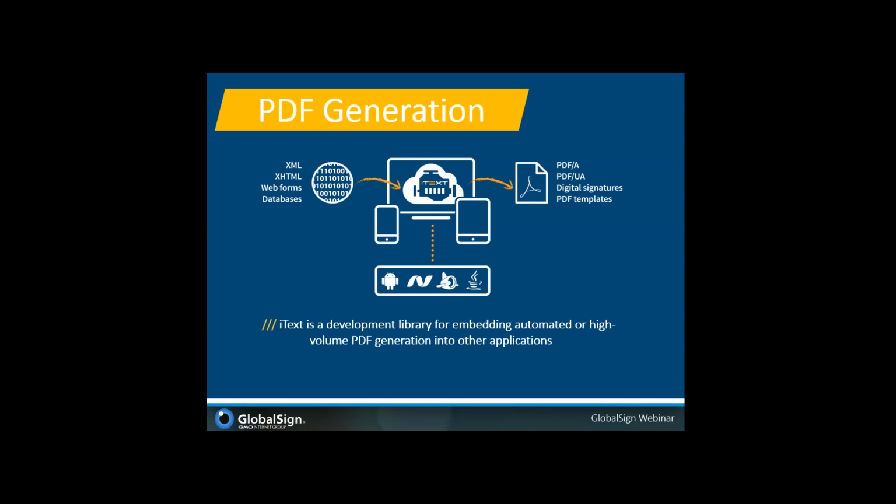The thing to know is that iText is a library. It's a developer library, and it's used to embed high volume PDF generation or manipulation into other applications, just how we saw it done within eazysien. It's available for programming on the .NET platform, on Java, as well as Android and Google App Engine.